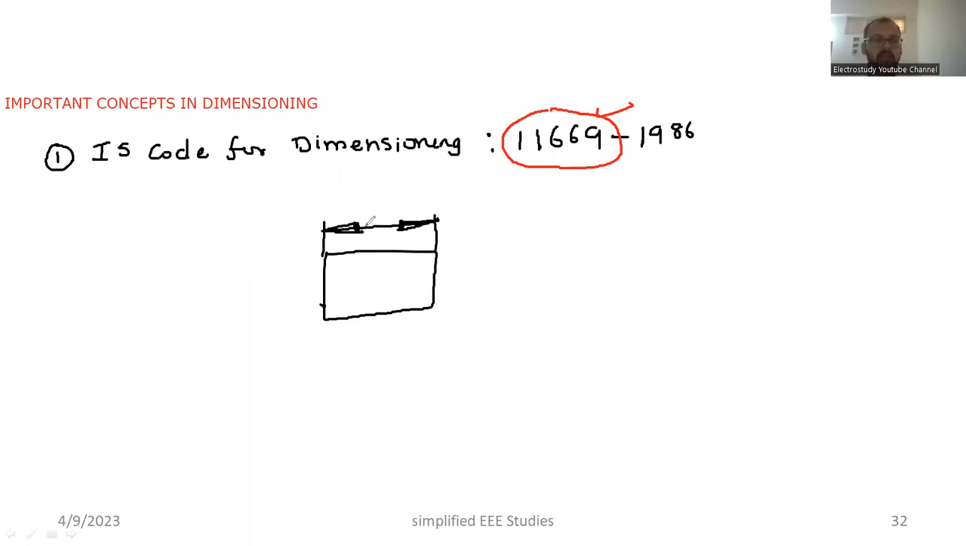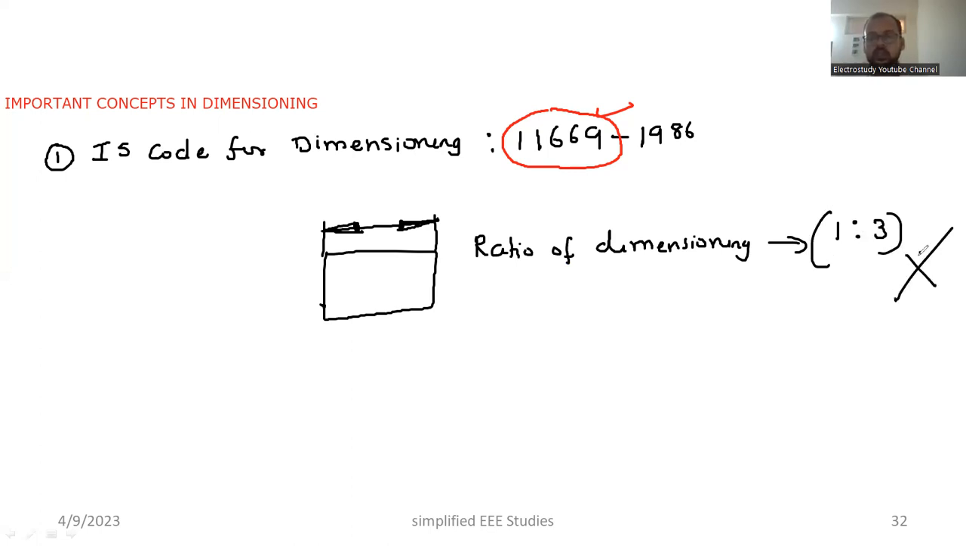So how to take the ratio? What is the ratio of dimensioning? Especially, this arrow you have to place. Usually, the ratio of dimensioning will be 1:3. Remember this. This is a very, very important concept. That ratio you have to remember. Fine.